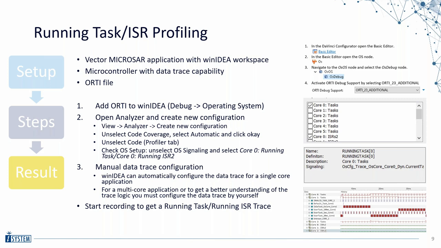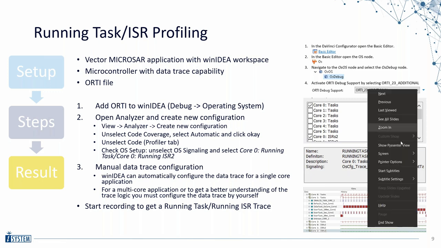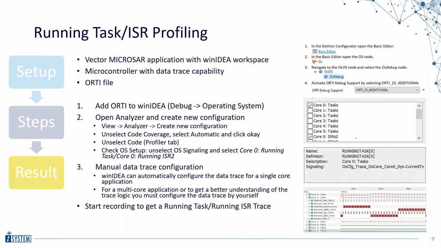And you do that in the DaVinci Configurator by going to the basic editor, OS, OS debug, and then you can select ORTI. You want 2.3, and then you can select basic or additional. For this use case, basic is fine. Additional adds some additional functionalities that you don't need for this use case, like, for example, stack usage monitoring. So basic is fine, but additional will work too.